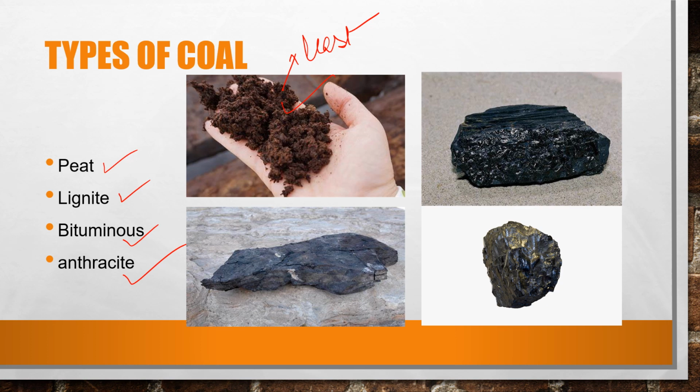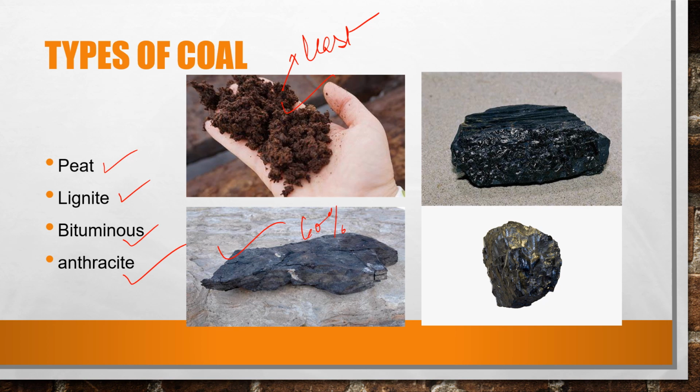Now next comes lignite. It is also known as brown coal. You can see it has a brownish color. It contains 60% of carbon and it is very soft and has the least heating value, and it can be used for power generation.